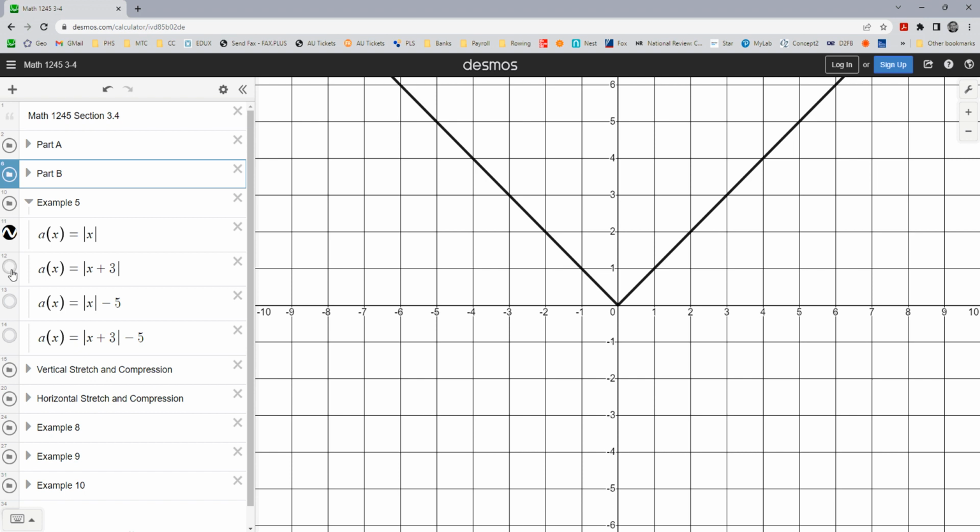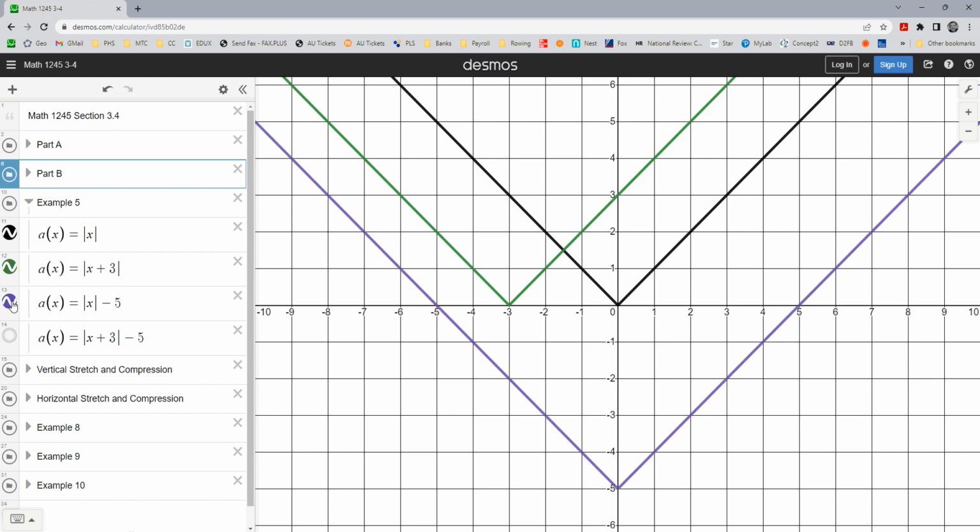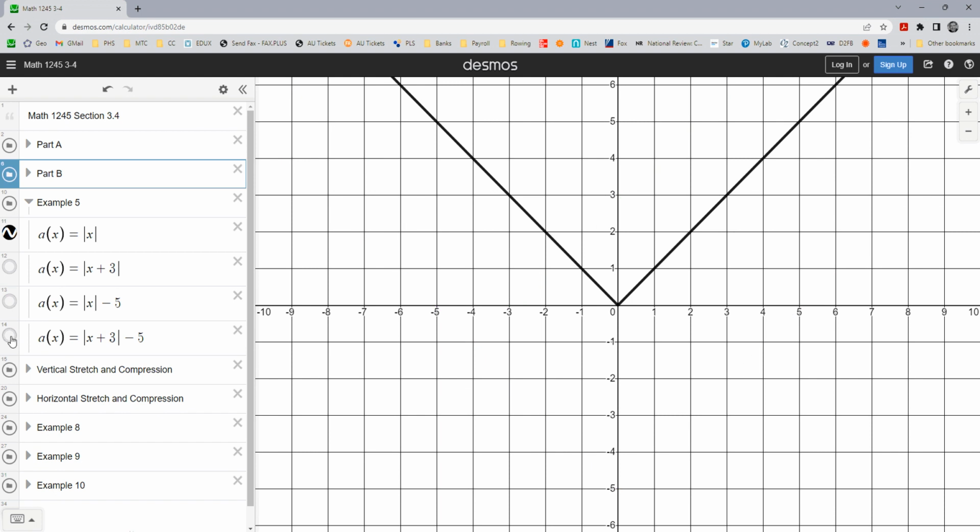If I take these one piece at a time, the plus 3 inside the absolute value bars does end up moving 3 places to the left. If I do just minus 5 outside the bars, that's affecting the y value, and we see it does move this 5 places down. If we put these together, 3 places left, 5 places down, we move 3 left, 5 down, and there's our new graph. Okay, so hopefully that makes a decent amount of sense to us.